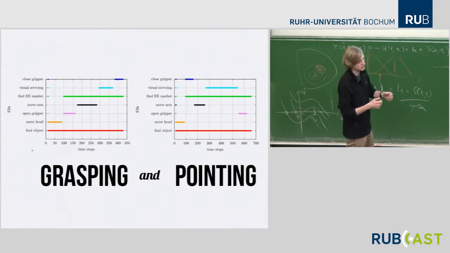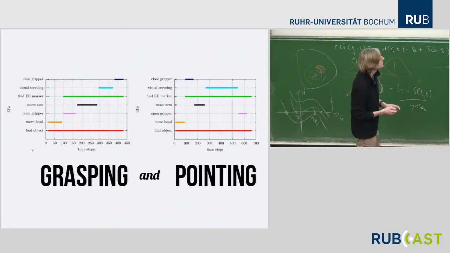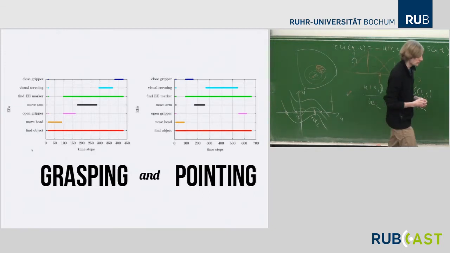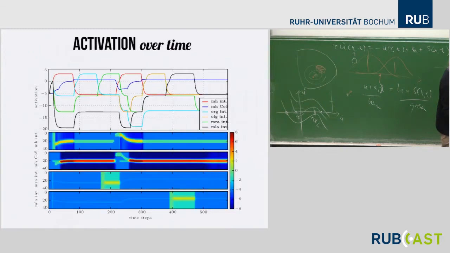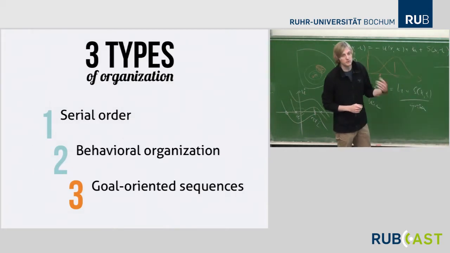It's a bit cheating. The only difference is that you close the gripper first and open it only at the end, right? So this would be a behavior that is like this. Could be pointing, could also be pushing. But you get the point, right? You do a different sequence just by activating different constraints. So that was behavioral organization.